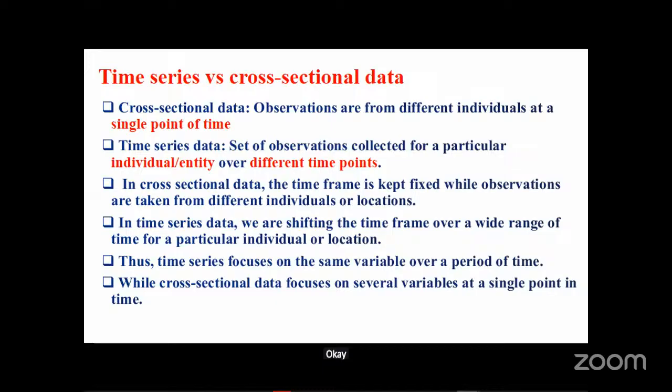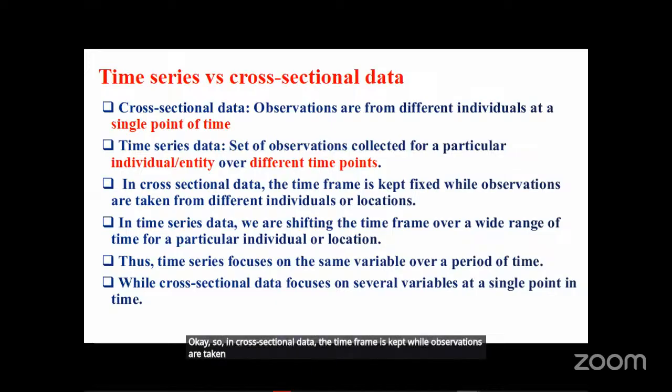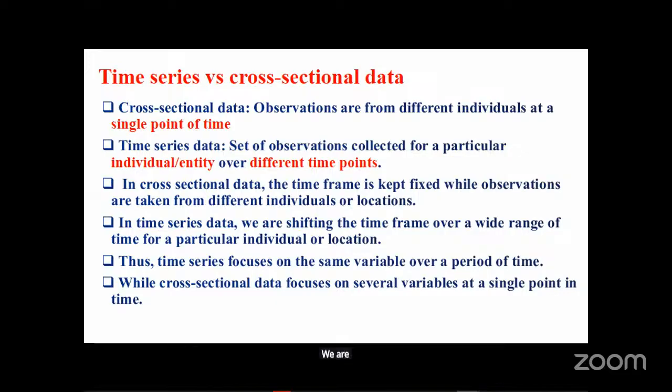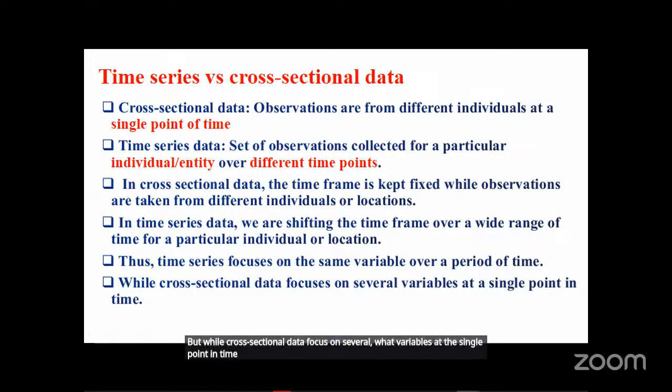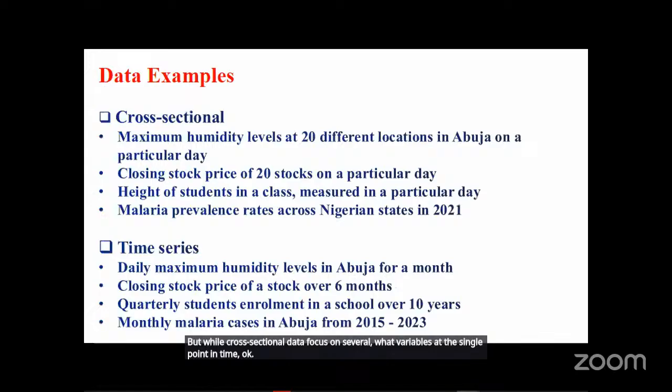Okay. So in cross-sectional data, the time frame is kept fixed while observations are taken from different individuals, but in time series, we are shifting the time frame over a wide range of time for a particular individual or location. So time series focuses on what? The same variable over what? Over a period of time. But cross-sectional data focuses on several what? Variables at a single point in time. Okay. So these are typical examples.